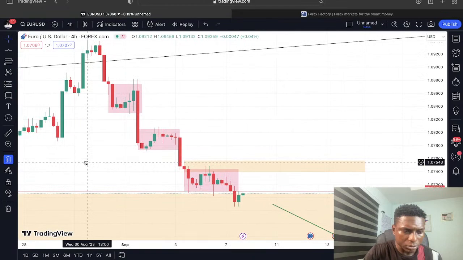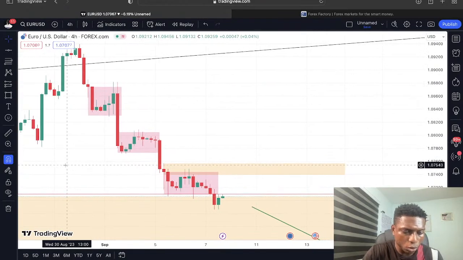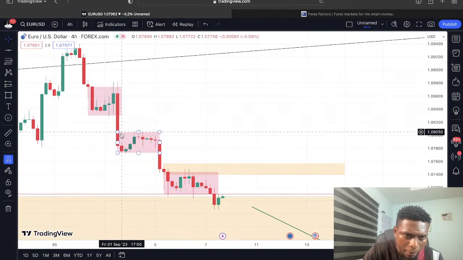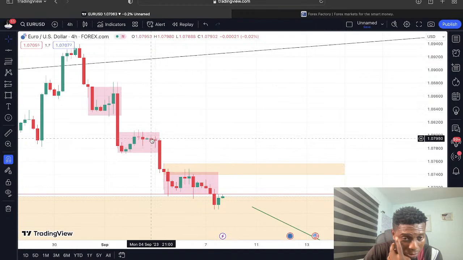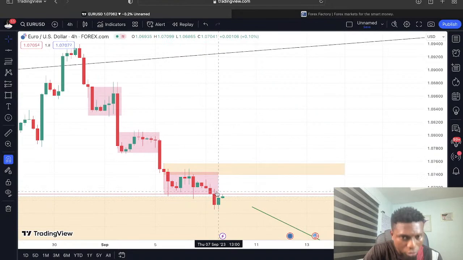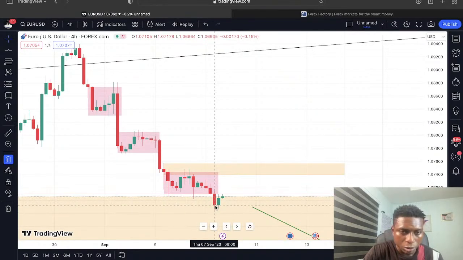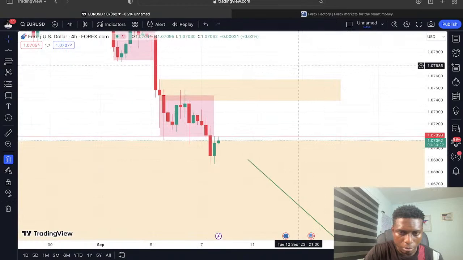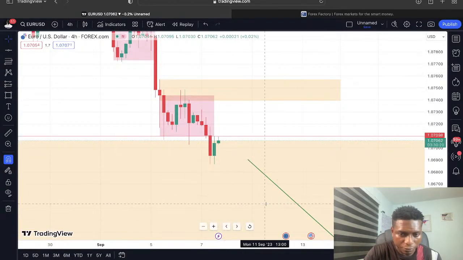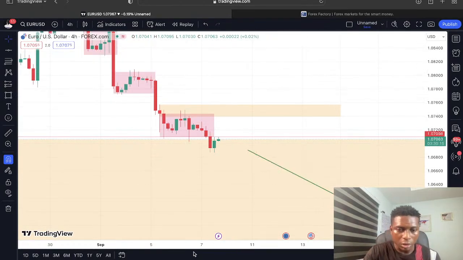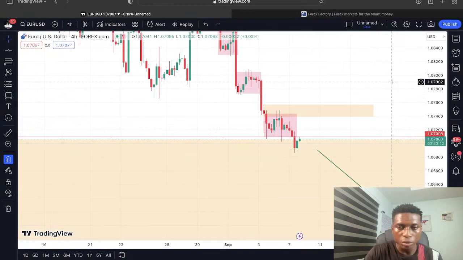All right, let me bring it up for us here. So you can see that minor consolidation here, price fell out. Another minor consolidation here, price fell out. Another minor consolidation here, price already broke out of this level. All right, so when price broke out of this level, a little retracement a bit, and then I'm expecting that price will fall further from this level. All right, so that's what I'm expecting from Euro USD.